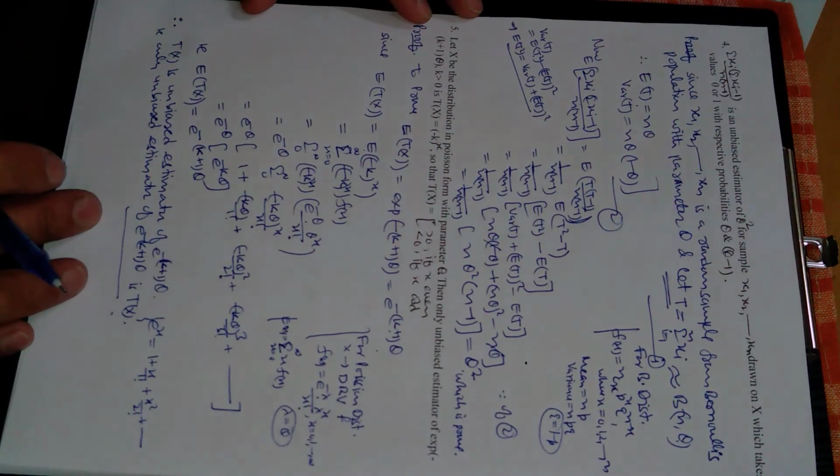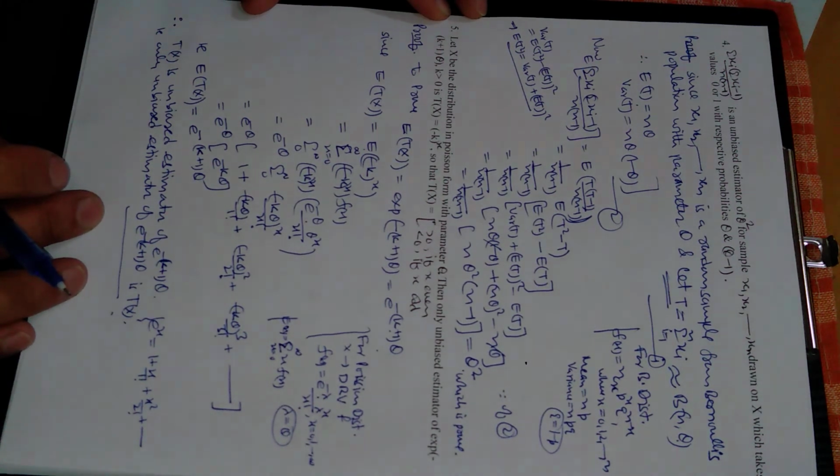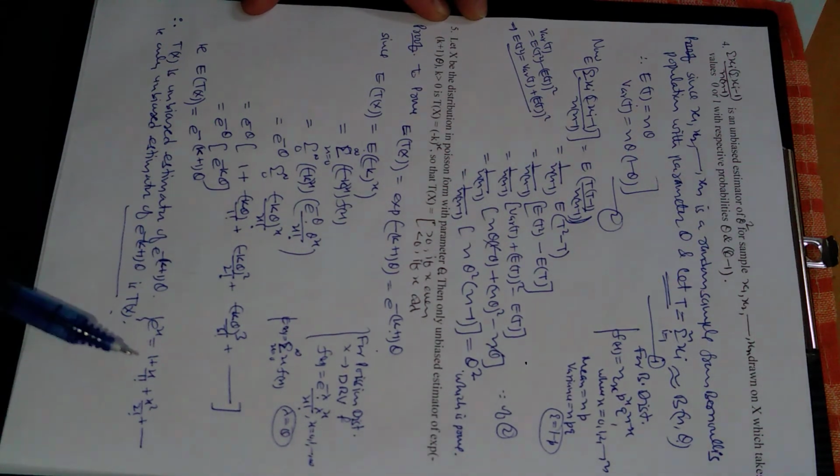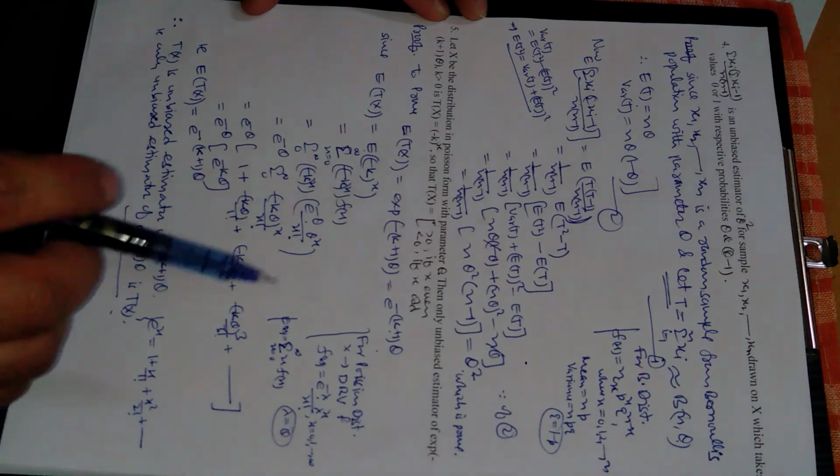So friends, what we have learned in this lecture: we have learned about what is a point estimator, what is an unbiased estimator, right? And how the formula for unbiased estimator can be used actually in the problem, right? This is all about this lecture. Thank you.